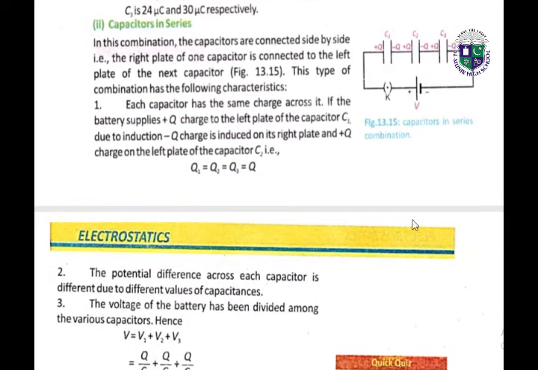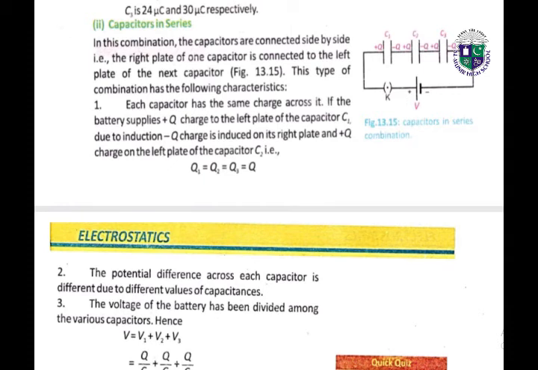Number two, capacitors in series. So here we have the figure of capacitors in series. In this combination, the capacitors are connected side by side. Look at this figure. Yes, here capacitors are connected side by side. The right plate of one capacitor is connected to the left plate of the next capacitor, and this type of combination has the following characteristics, and this type is called capacitors in series.